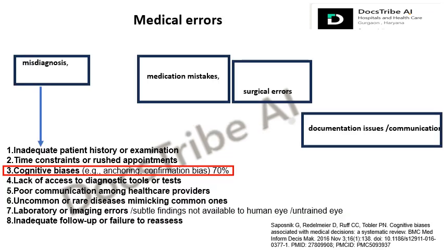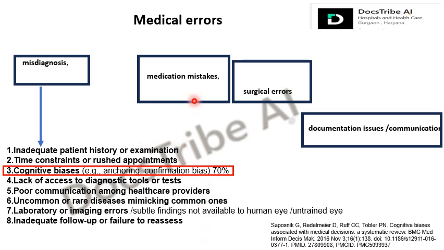So now medical errors, let's have a look. They will be due to misdiagnosis, medication mistakes, surgical errors, documentation issues and communication. There are a whole lot of factors here. But let's look at misdiagnosis. There are a whole lot of problems happening at the diagnosis level itself.